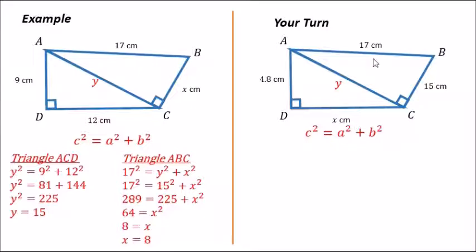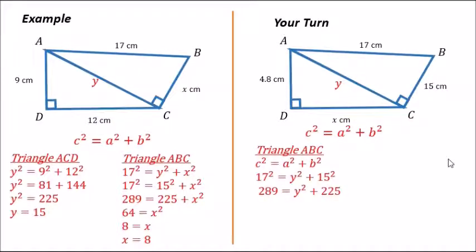So C is equal to 17 because it's the longest side, and A or B is equal to 15 in triangle ABC. If I then square those numbers, I get 289 is equal to y squared plus 225. Subtract 225 from both sides, I end up with y squared is equal to 64 and y is equal to 8. Which means that this triangle ABC is the same as this triangle ABC, only the 15 and the 8 have swapped sides.